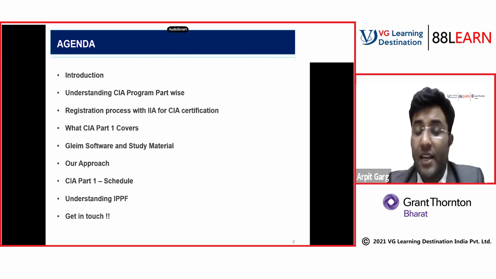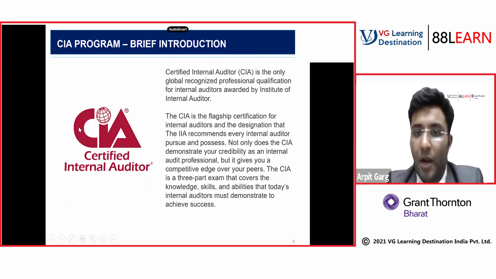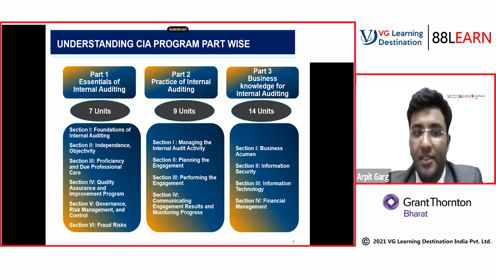We'll start with understanding the CIA program part-wise. So I'll just start with the next part, which is understanding the CIA Part One. We have three parts, guys. The first part is Essentials of Internal Auditing. Part Two is Practice of Internal Auditing. Part Three is Business Knowledge for Internal Auditing.